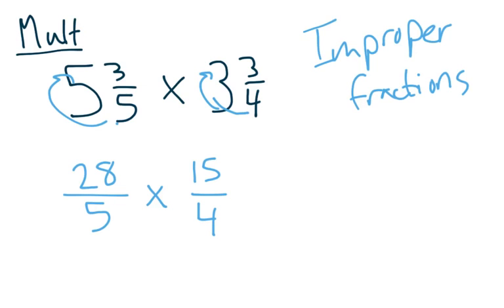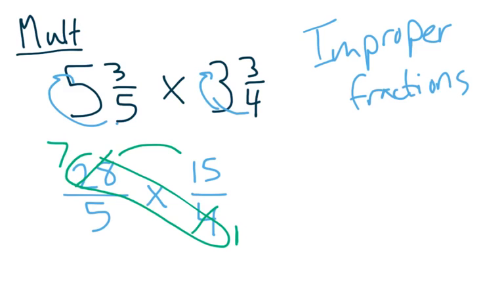Now we're dealing with a multiplication problem with fractions. And I urge you to simplify early, because I don't want to multiply 28 and 15. That's a lot of work. I don't mind multiplying 5 and 4, but I want to see if I can avoid multiplying 28 and 15, and I can, because 28 and 4 share a common factor, and that is 4 itself. So 4 becomes 1, and 28, when you divide it by 4, becomes 7.